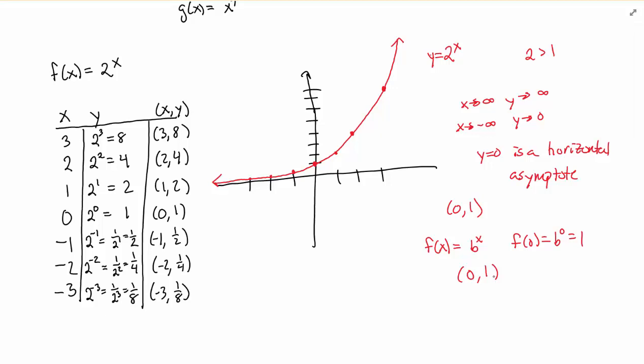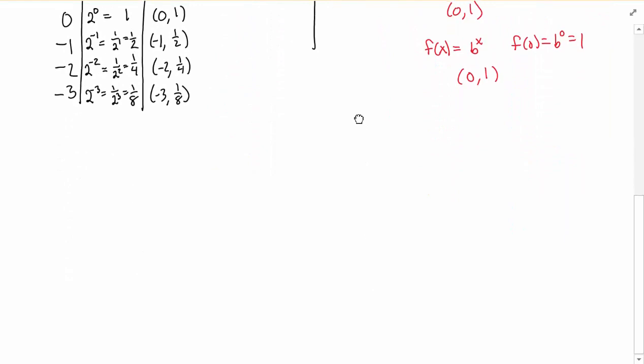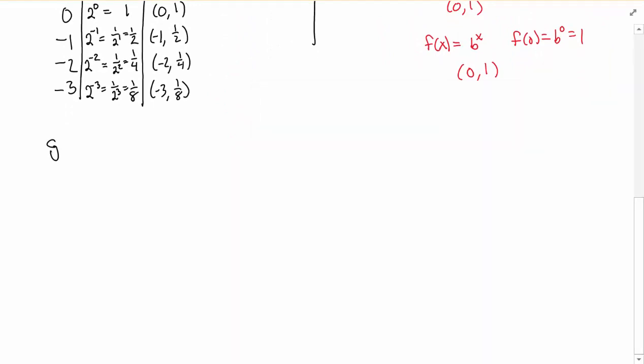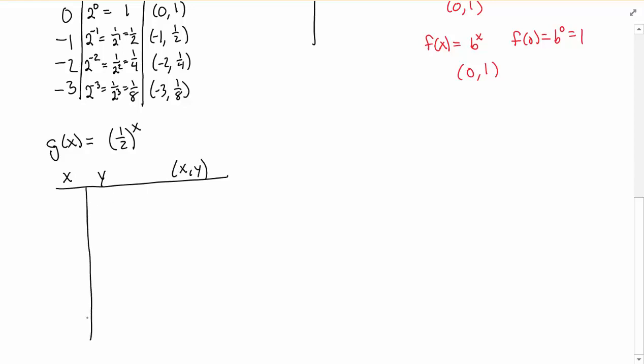Okay, well, what if we changed the base? As in, let's say I had, I'm going to use that graph again. Let's call it g of x. Let's go with 1/2 raised to the x. So this time my b is less than 1, but let's go with that same setup, x comma y, same locations to see how these two compare. So 3, 2, 1, 0, -1, -2, -3.